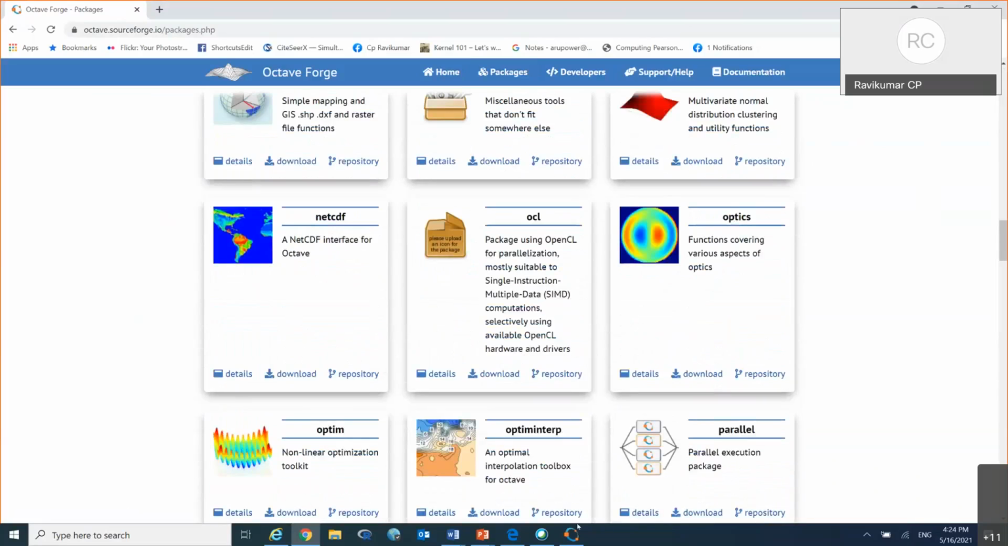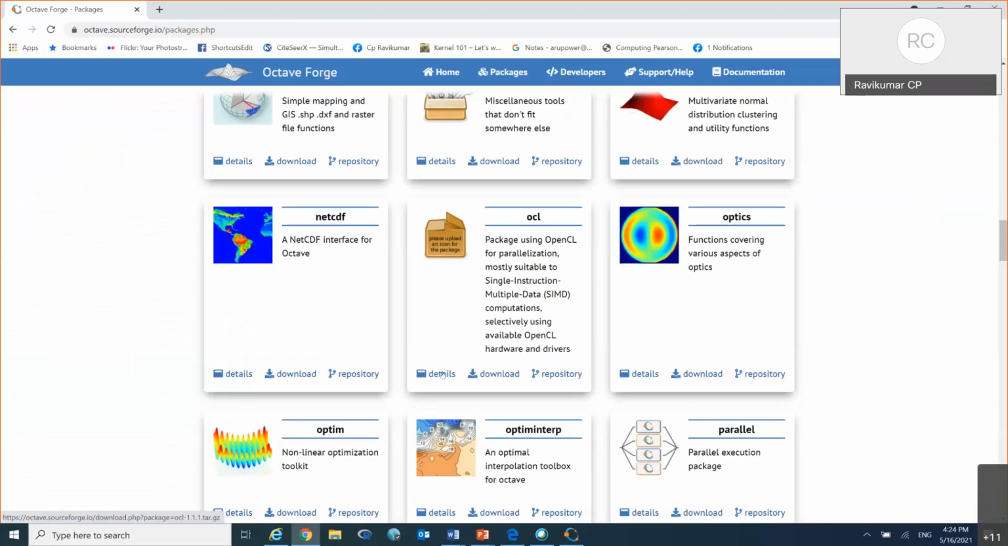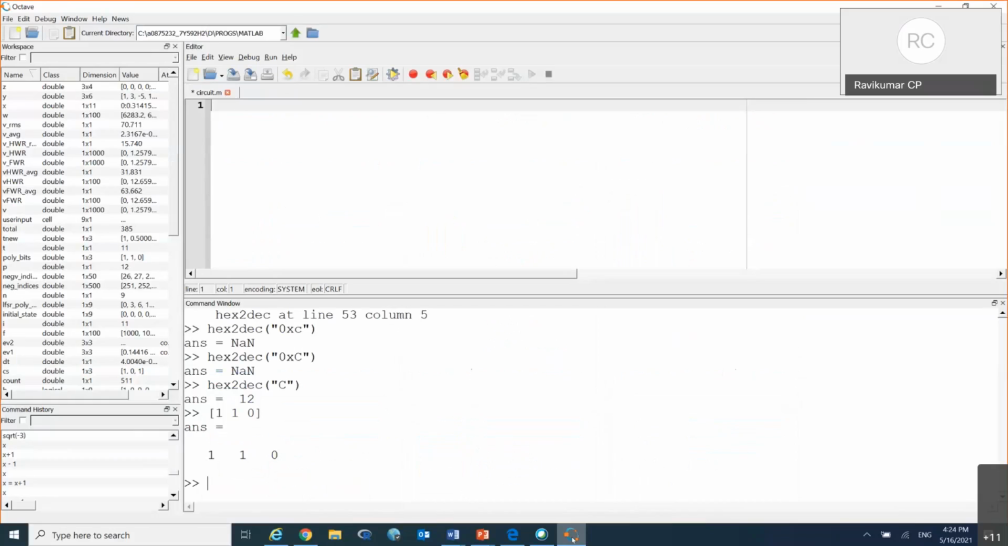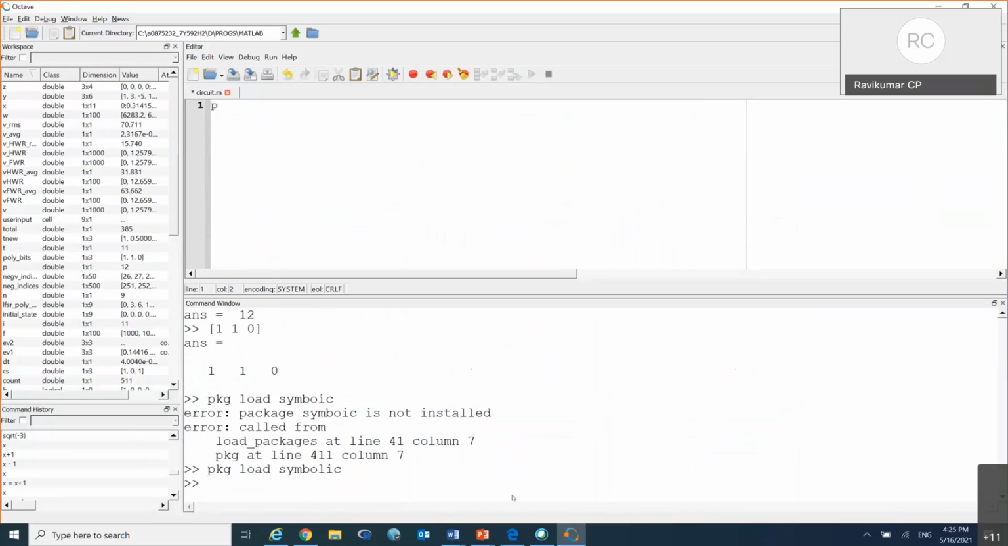So you will have to say package install. The instructions are here, and you don't have to even worry about it. Everything is clearly given here. When you install it, if you have not installed it, it takes a little time. After installing, you have to say package load and whatever package you are trying to use, symbolic. This loads that package, and now some of the functions for symbolic are available.